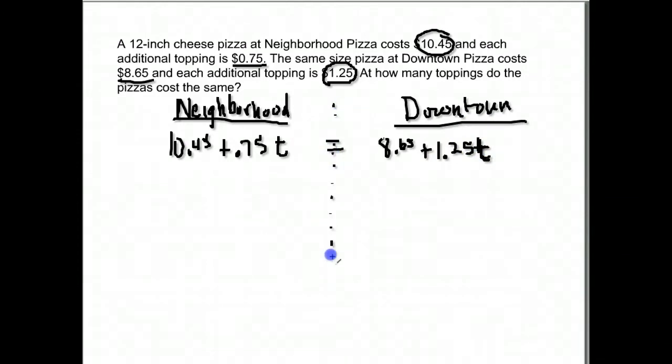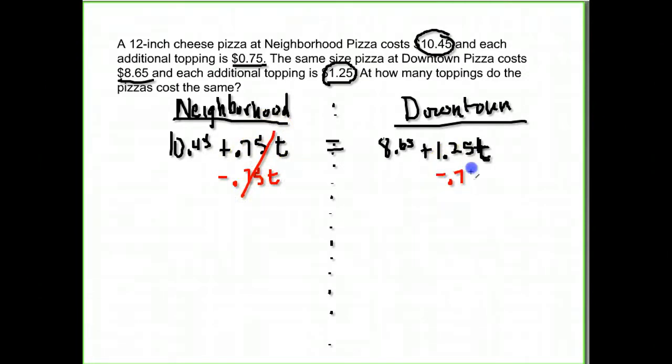So remember, our equal sign is kind of our dividing line here, and we want to balance things. Our goal is to get t all by itself so we know our answer. First, we have to get the t's on the same side. So I have a positive 0.75t over here. If I subtract, I have to do the same on this side, subtract the 0.75t.